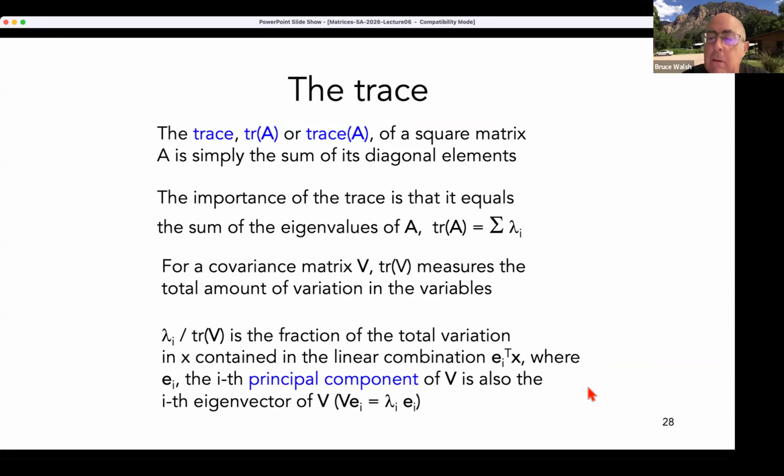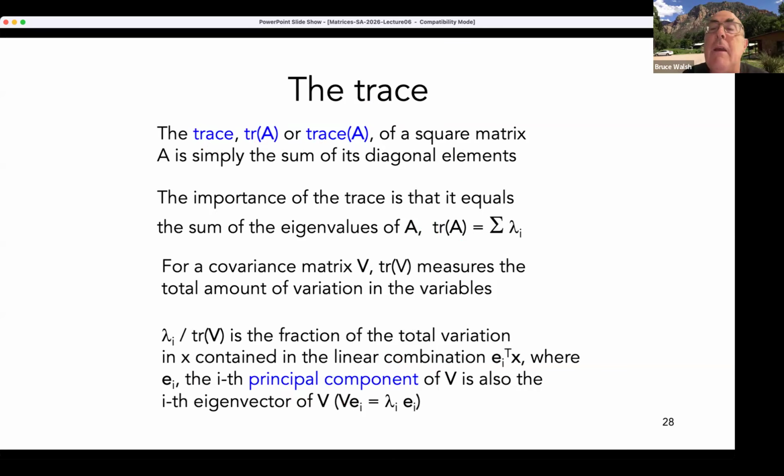So now we're going to talk about another concept for matrices, which is going to be related to eigenvalues. That's called the trace. If I have a diagonal matrix, the trace, often called tr(A) or trace of A, is simply the sum of the diagonal elements. And a cool thing is the trace equals the sum of the eigenvalues.